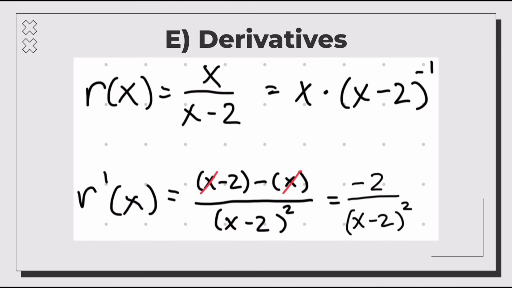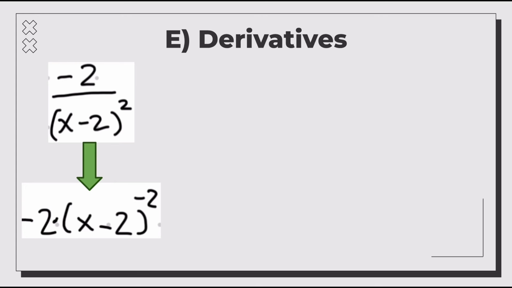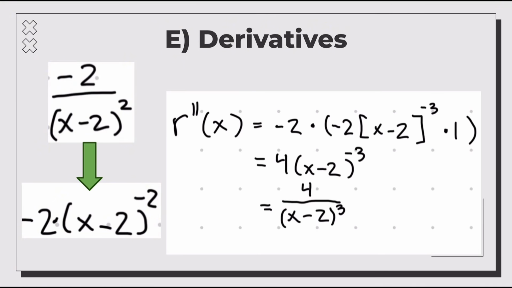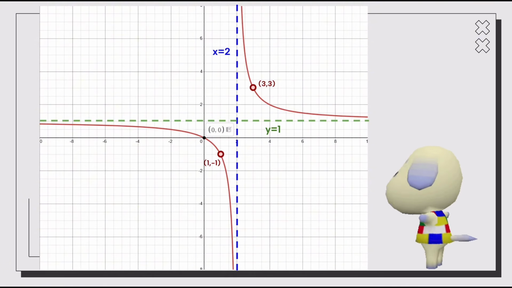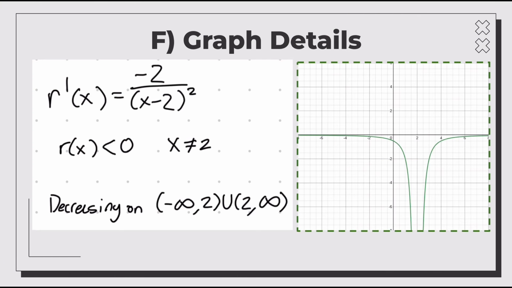Here we have the derivatives. So for the first derivative, I will be using the quotient rule, and as you can see, I get negative 2 over x minus 2 squared. For the second derivative, I changed the form slightly, so then I can use product rule and chain rule, and then I get 4 over x minus 2 to the third. Here's the graph one more time for reference. And now we can go into graph details using the derivatives.